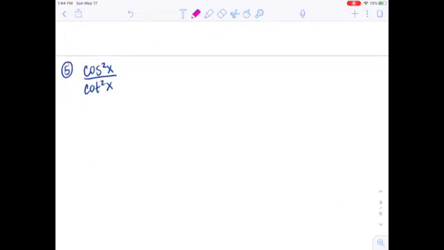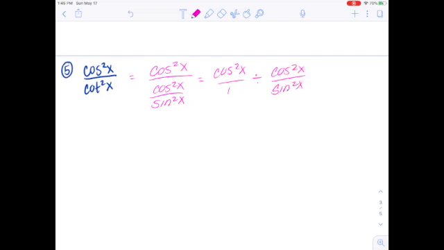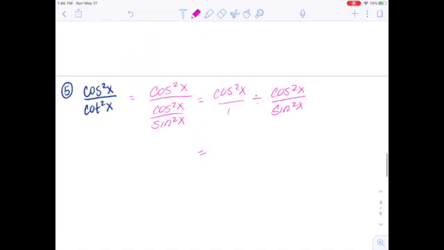All right, and kind of like just the last one for today. Cosine squared of x divided by cotangent squared of x. I'm just going to switch that cotangent squared, see what happens. So cosine squared of x over cosine squared of x over sine squared of x. I'll write it side by side so I can multiply by my reciprocal eventually. So cosine squared of x over sine squared of x. Okay, multiplied by the reciprocal.